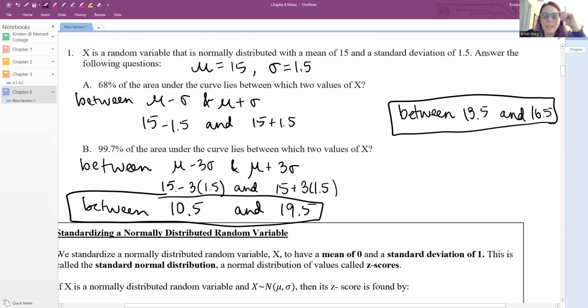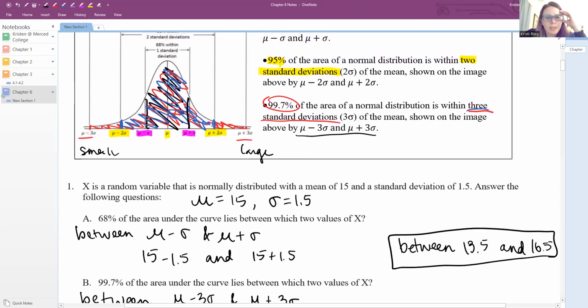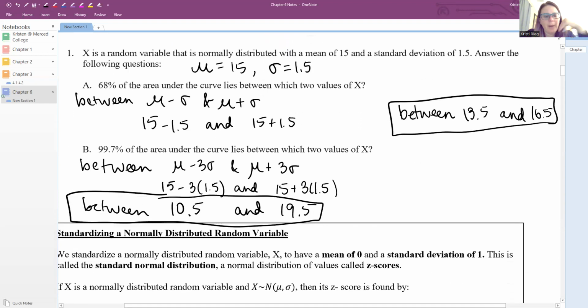Okay, so that's just the basics of the picture, the mu plus sigma, mu minus sigma, all that. We're going to be doing a lot of that, so it'll keep coming back.